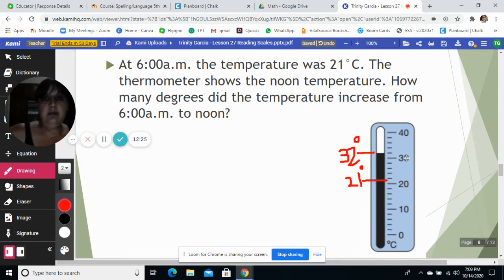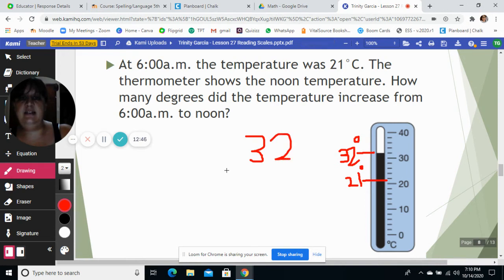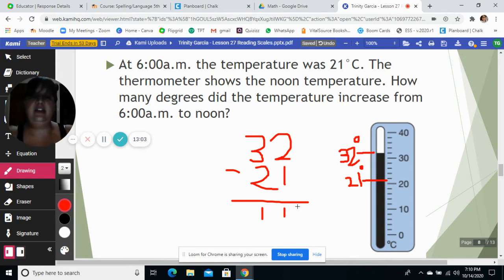Okay. So how would we decide how many degrees the temperature increased from 6 a.m. till noon? Well, you could count, but you have to remember to count the in-betweens. Or we could do some subtraction, right? We could do 32 minus 21. And that would give us our answer. So 2 minus 1 is 1. 3 minus 2 is 1. Okay, so our answer is 11, and we need to put our degrees symbol up on top.